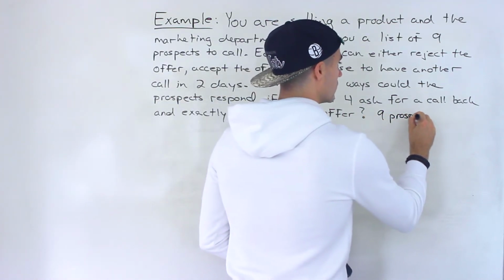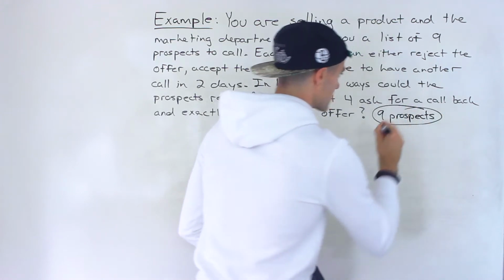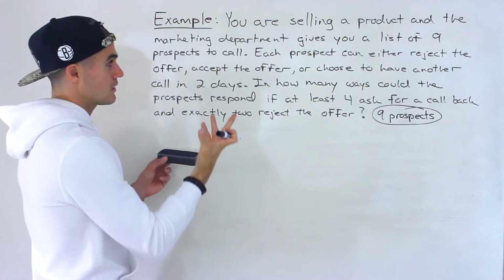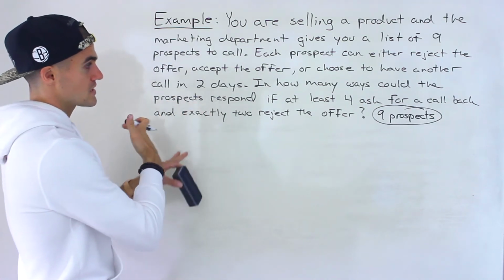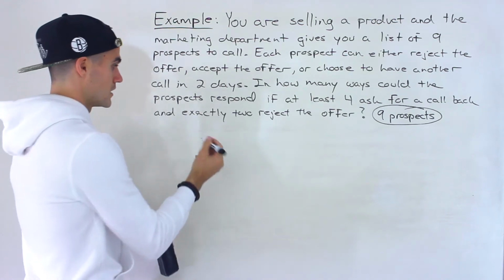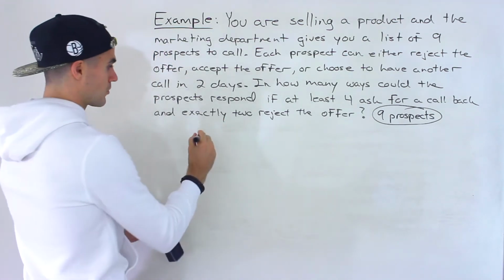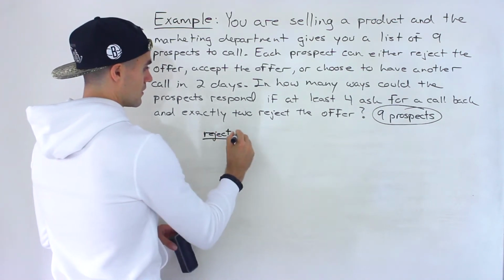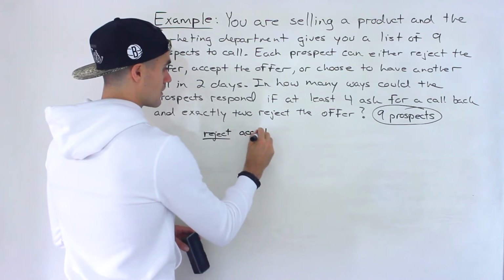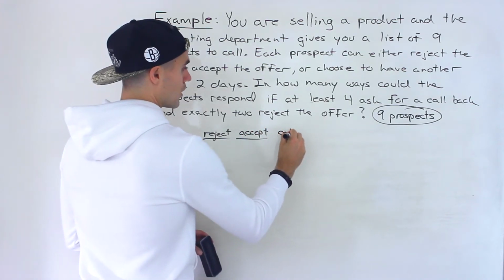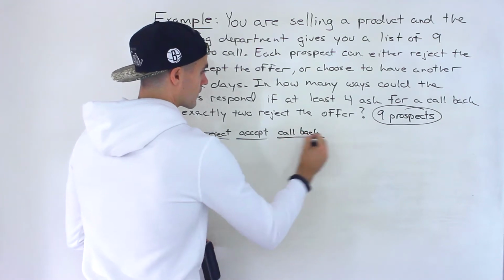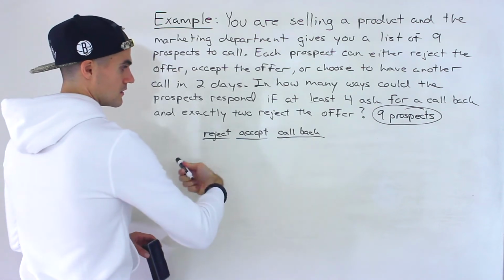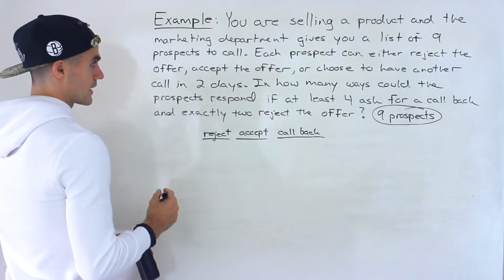we're going to have to call, and when we call each of these 9 prospects, there's going to be one of 3 scenarios happening. They're either going to reject the offer, accept it, or choose to have another call in 2 days. So those are actually going to be the labels in the problem. So they can either reject, they can accept the offer, or they could choose to have a callback. Right? Each of these 9 prospects is going to fall into one of these categories.